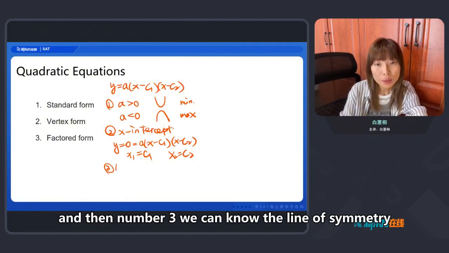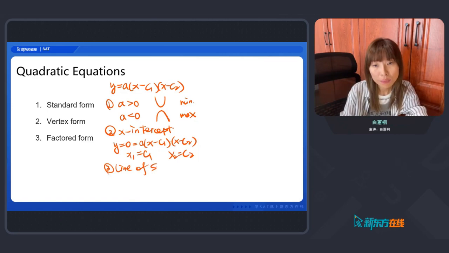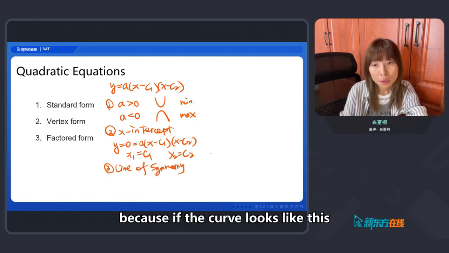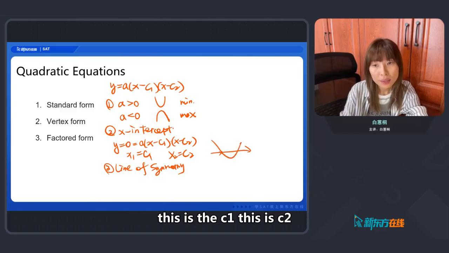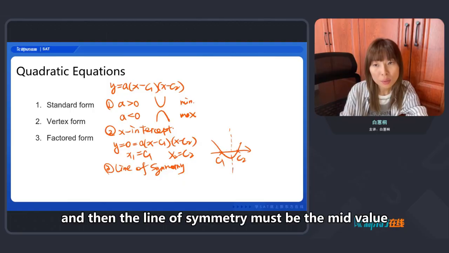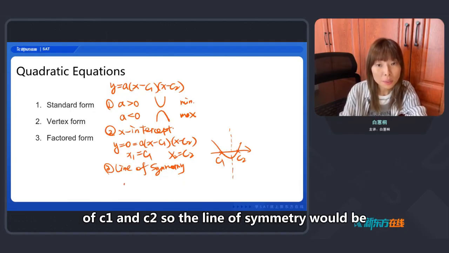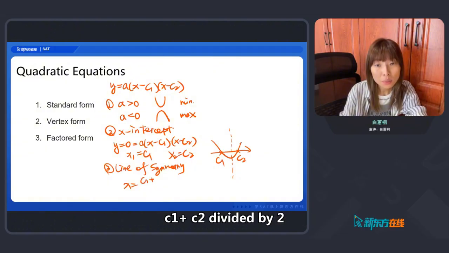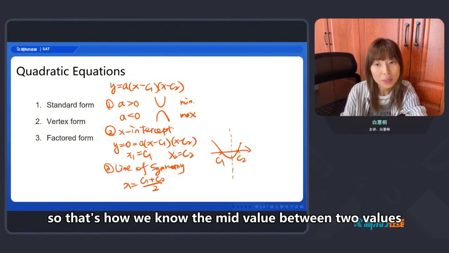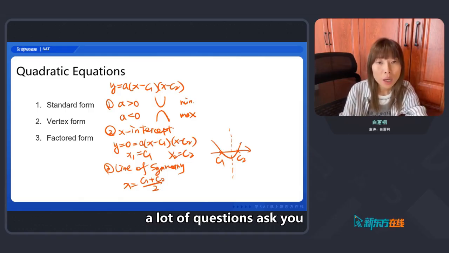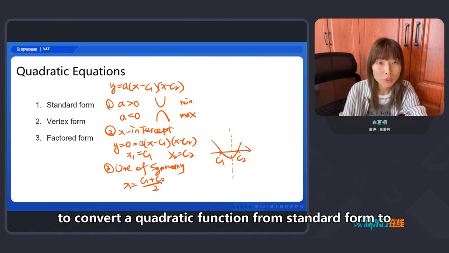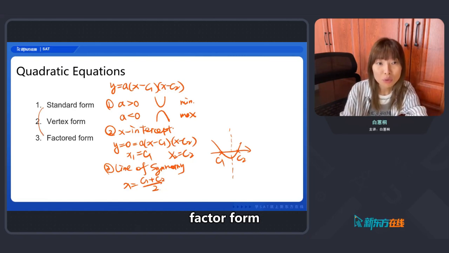And then number 3, we can know the line of symmetry. Because if the curve looks like this, this is c1, this is c2, and then the line of symmetry must be the mid value of c1 and c2. So the line of symmetry would be c1 plus c2 divided by 2. So that's how we know the mid value between two values. Okay. And then a lot of questions ask you to convert a quadratic function from standard form to factor form.